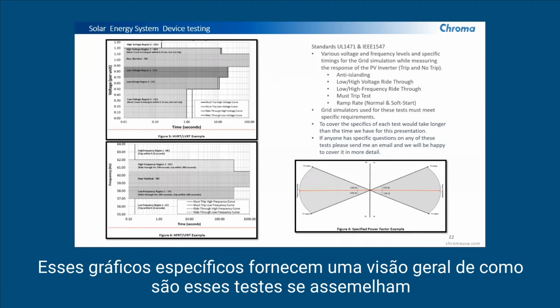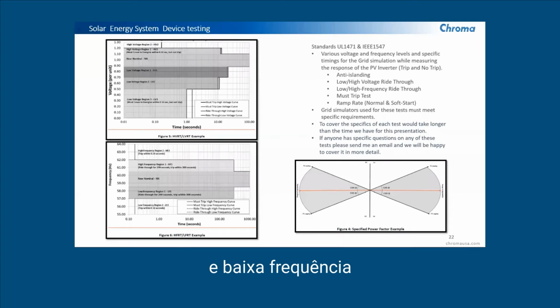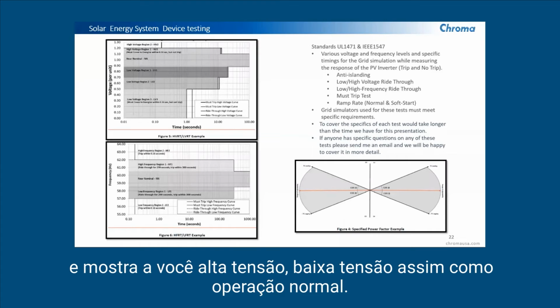These particular charts just give you an overview of what those tests look like, where the normal conditions are, the high frequency, low frequency, the bottom figure 6. Figure 5 shows you the high voltage, low voltage region, as well as normal operating parameters.